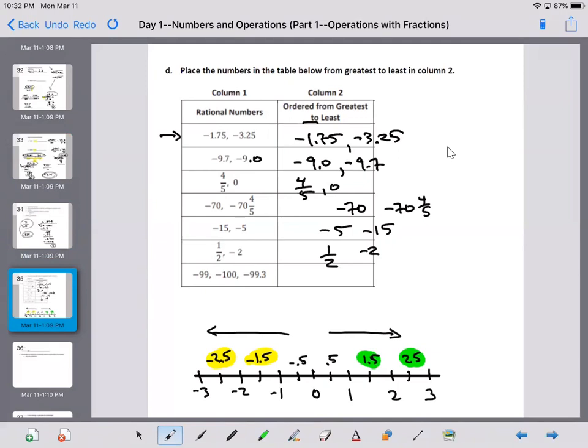And then those last three, from greatest to least, we would have negative 99, and then negative 99 and 3/10. So we see we're getting closer to negative 100. So that's our idea of from greatest to least and being able to order decimals.